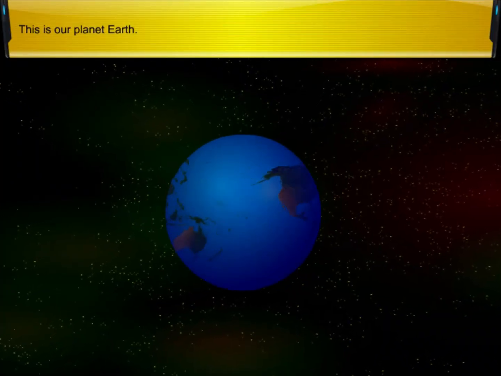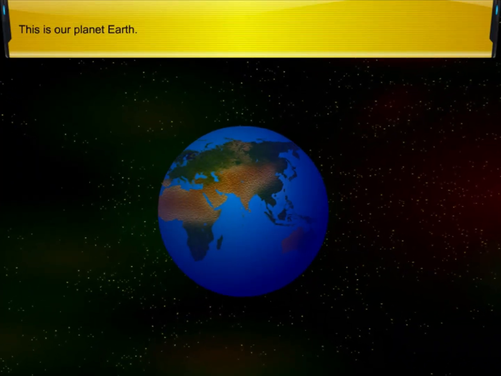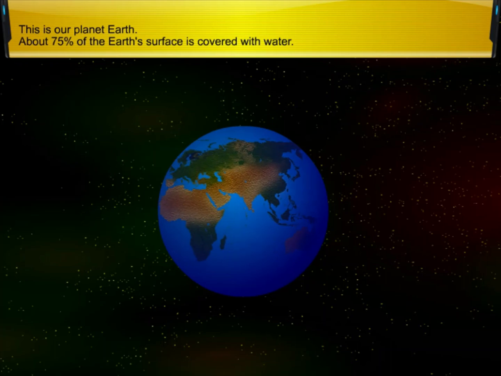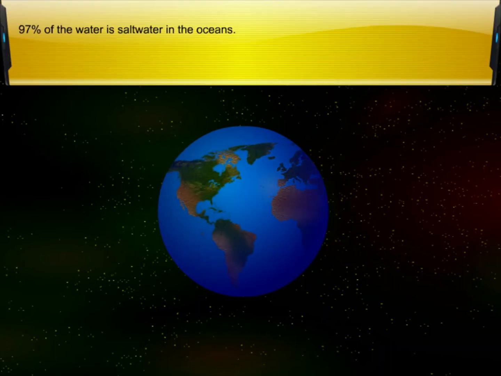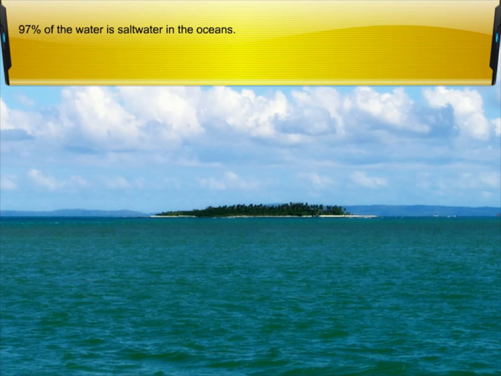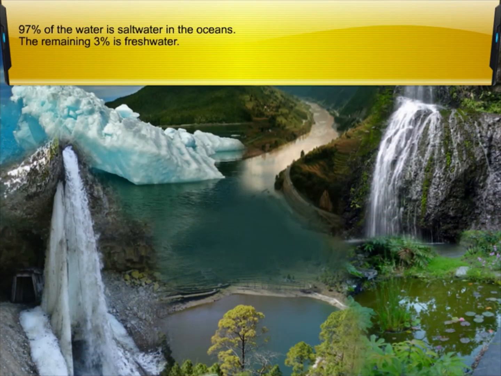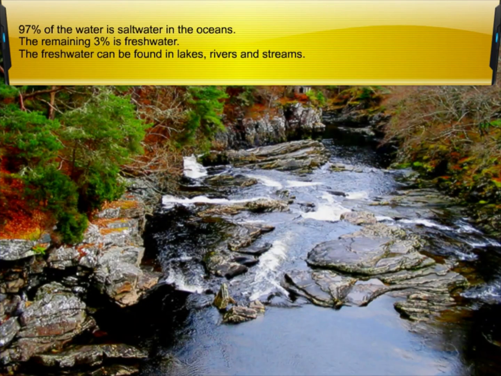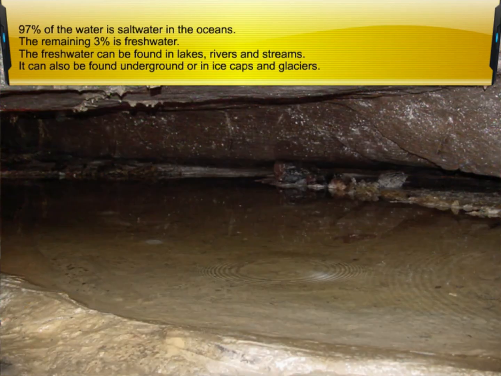Let us understand about water availability. This is our planet Earth. About 75% of the Earth's surface is covered with water. 97% of the water is salt water in the oceans. The remaining 3% is fresh water. The fresh water can be found in lakes, rivers, and streams. It can also be found underground or in ice caps and glaciers.